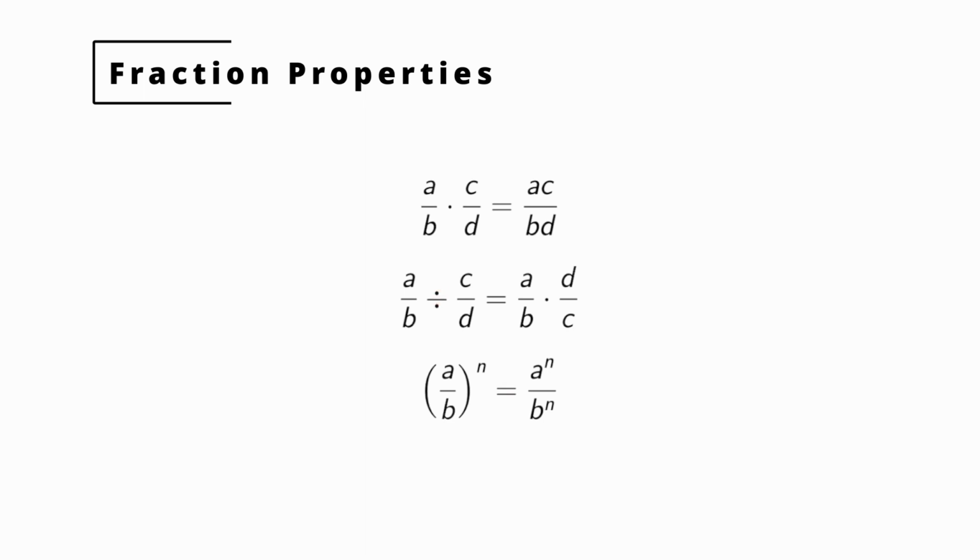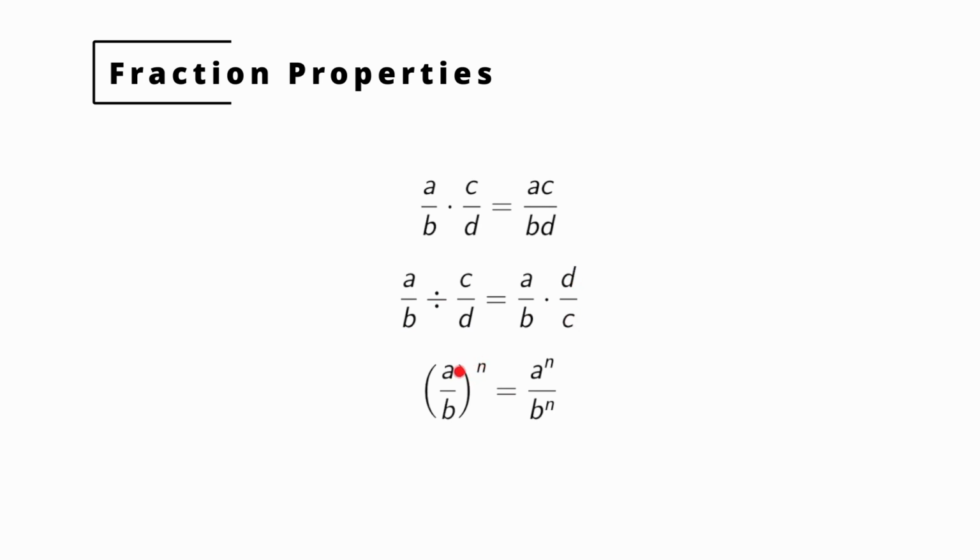Division is almost as simple. If I wanted to take a over b and divide that by c over d, I simply take the first fraction on the left of the division symbol, a over b, and instead of dividing, you multiply by the reciprocal of the second fraction. So a over b divided by c over d will become a over b times d over c.